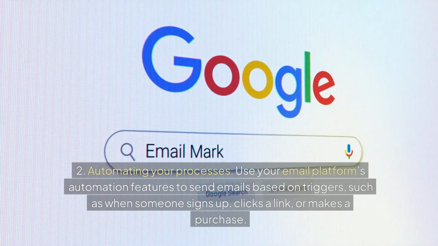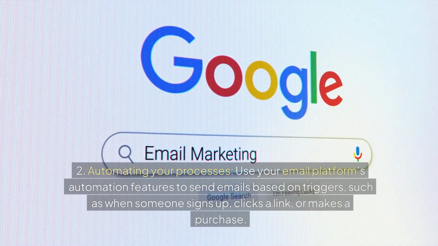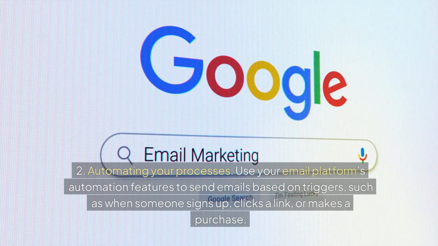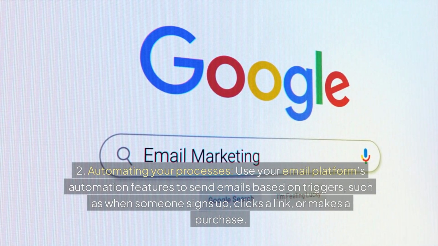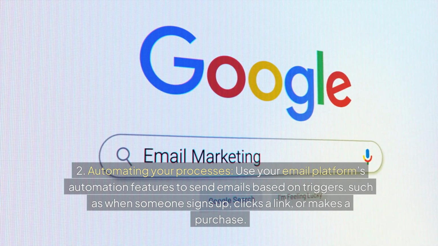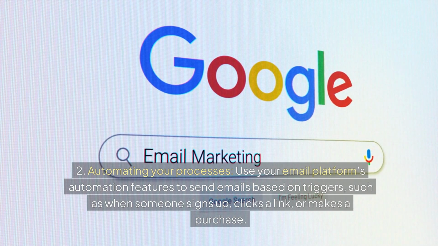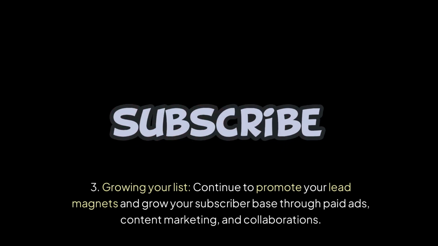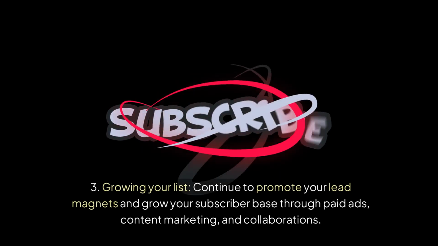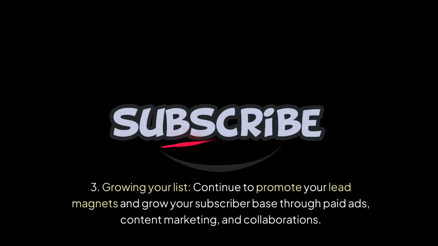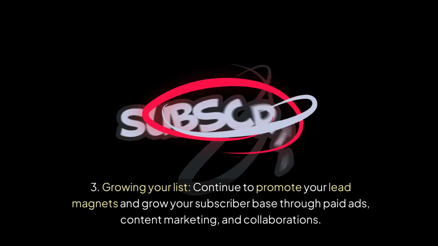2. Automating your processes. Use your email platform's automation features to send emails based on triggers, such as when someone signs up, clicks a link, or makes a purchase. 3. Growing your list. Continue to promote your lead magnets and grow your subscriber base through paid ads, content marketing, and collaborations. Conclusion.